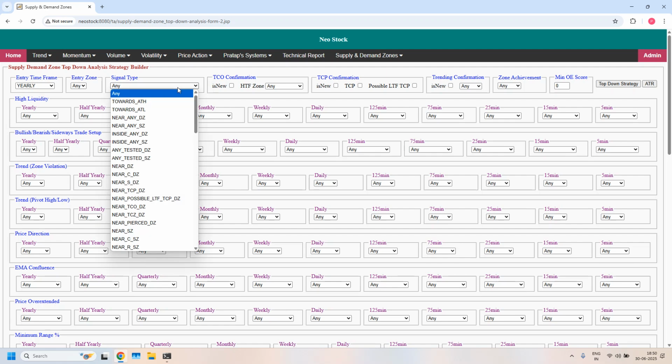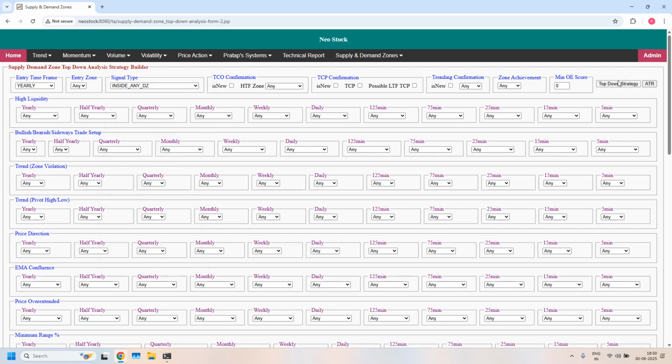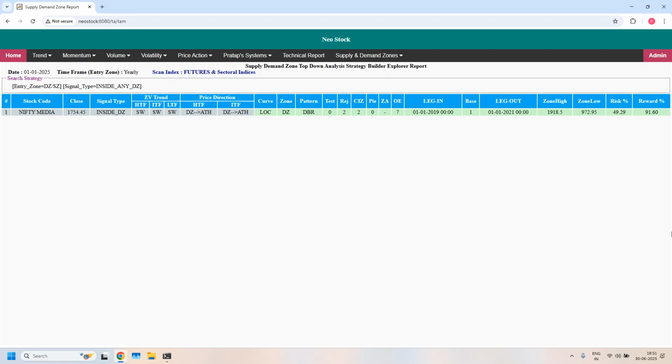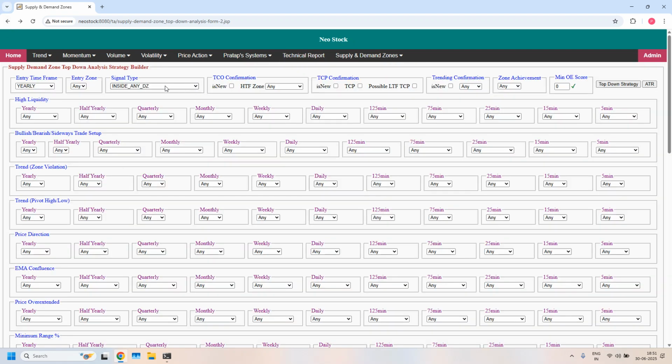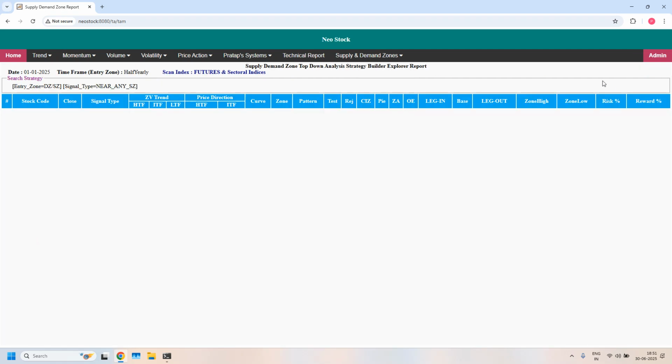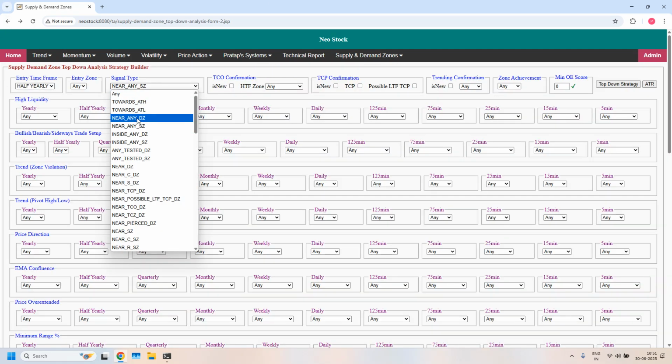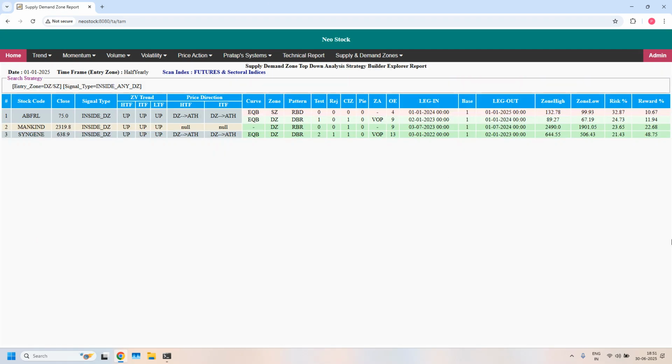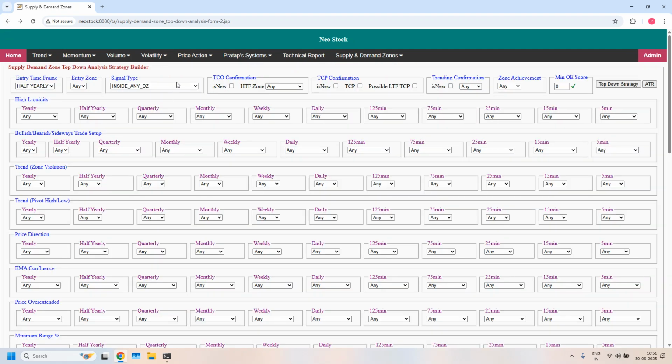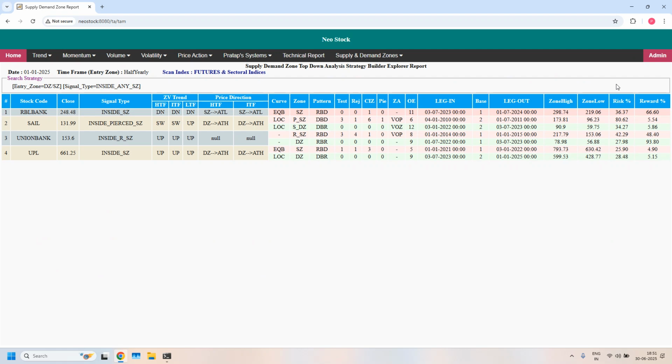Starting with the yearly time frame, price closed inside the yearly demand zone, one stock is filtered. Next, price closed inside the yearly supply zone, no stocks. Next time frame is half yearly. Stocks near half yearly demand zone, no stocks. Near half yearly supply zone, also no stocks. Price closed inside the half yearly demand zone, we got 3 stocks. Next, price closed inside the half yearly supply zone, we got 4 stocks.